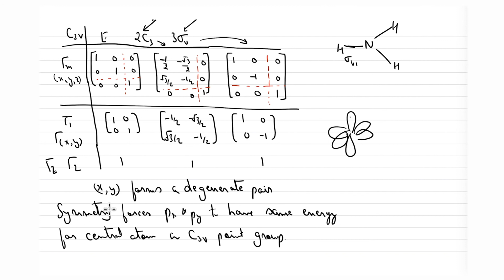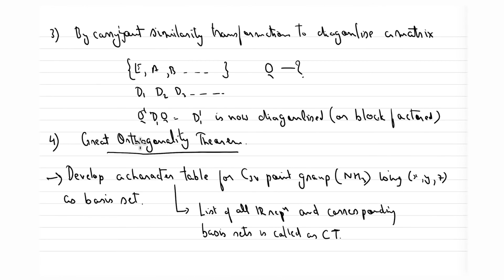So we have shown that symmetry forces px and py to be degenerate because x and y cannot be separated. That means px and py also cannot be separated, because px and py lie along the coordinate axes x and y. And because px and py cannot be separated, you don't know which one is px and which one is py. That means they both have the same energy, right? So with this, we can stop here, and in the next lecture we will discuss the great orthogonality theorem and how we use this theorem to obtain irreducible representations. All right, thank you.